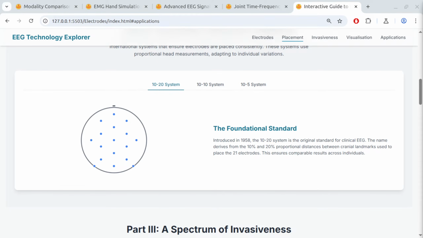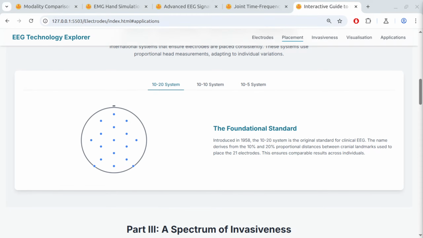Science marches on. Cognitive neuroscience got more sophisticated, needing better spatial resolution, trying to pinpoint where activity was happening more precisely. Exactly. Things like source localization algorithms demanded more detail than the original 21 electrodes of the 10-20 could provide. So they developed the 10-10 system, basically an extended 10-20. More points on the map. Significantly more, up to 74 standard positions. It adds intermediate sites, filling in the gaps at 10% intervals.